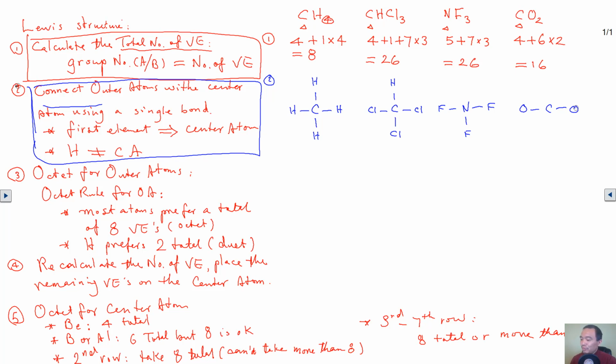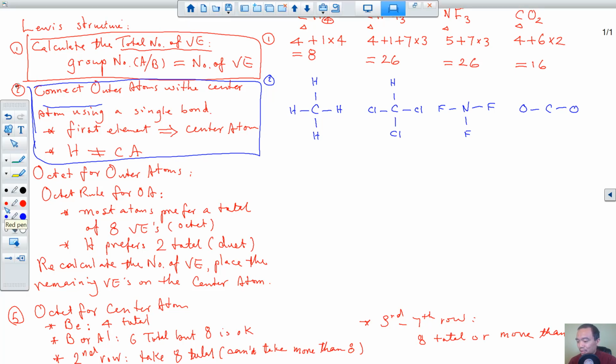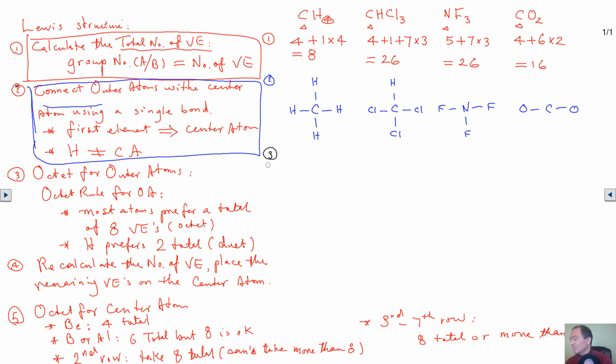All right. For step 3, I'm going to change it to another color. We don't have that many colors actually. So I'm going to do a black color over here. So for step 3, we're going to do the octet for outer atoms. Outer atoms, look at the rules for outer atoms. If it's hydrogen, if you have 2 total, it's good enough.